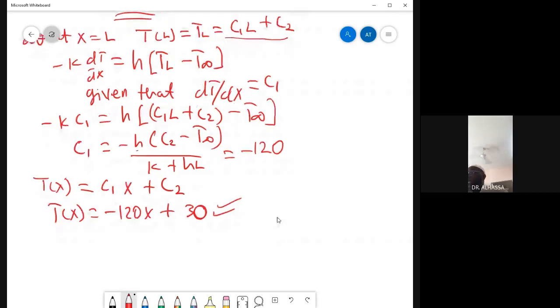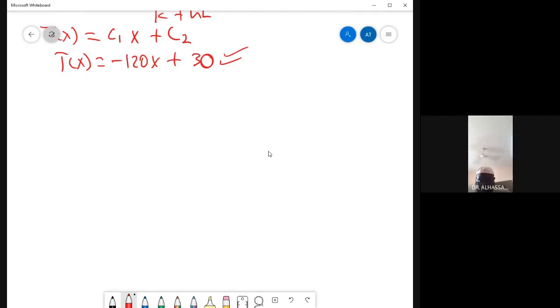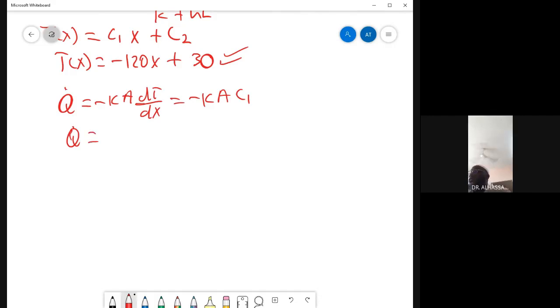Now the next question is telling us to determine the heat flux. By definition, the heat transfer equals to minus KA dT over dx. So dT over dx is the same as C1. You understand? dT over dx is the same as C1, and we have already calculated C1. So this gives me Q dot equals to minus KA.